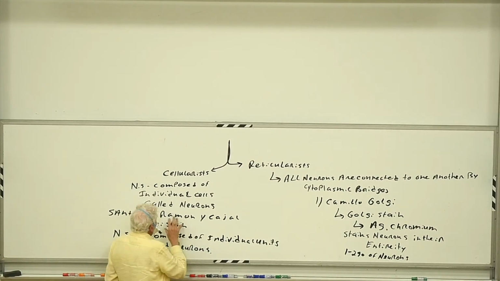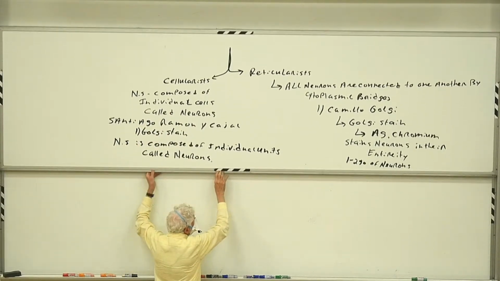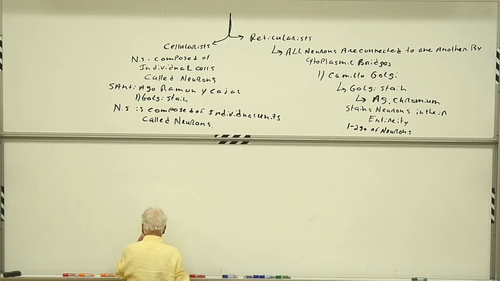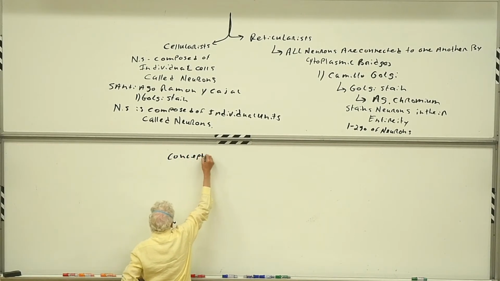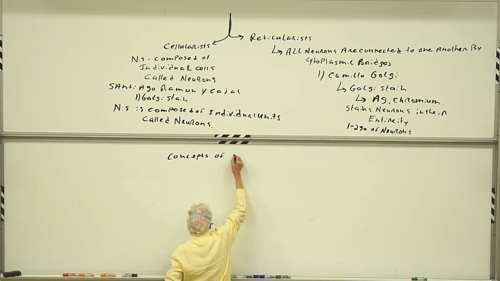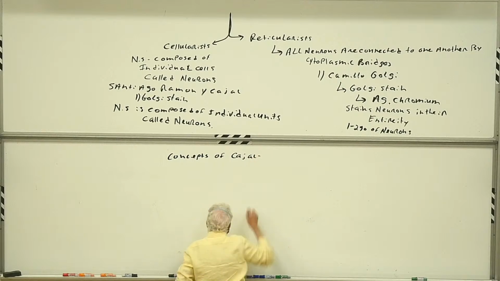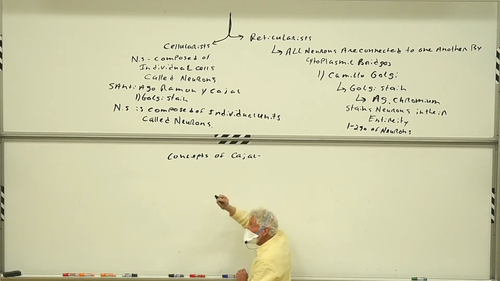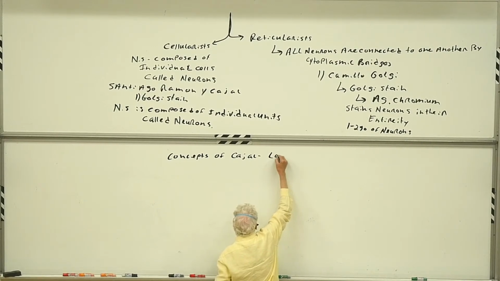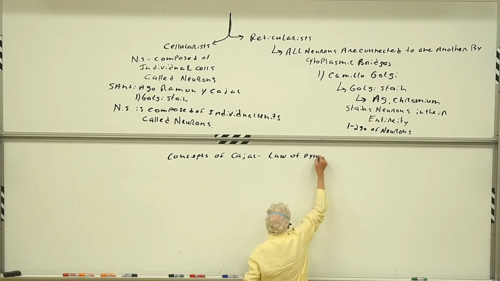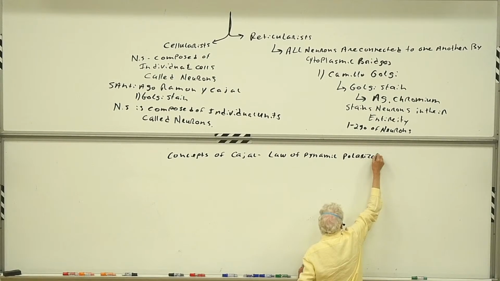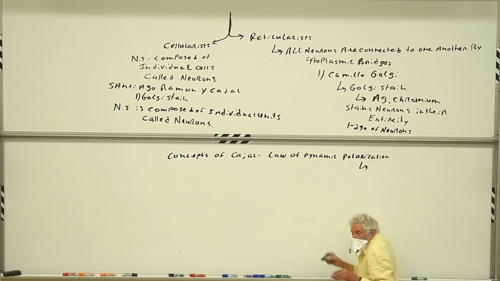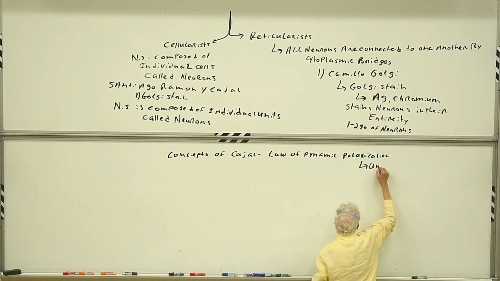Golgi got it wrong. And let me extend this to talk about concepts of Cajal. The concept that Cajal came up with, not only the neuron doctrine, but he came up with the concept of the law of dynamic polarization. This is just a fancy terminology. It means unidirectional flow.